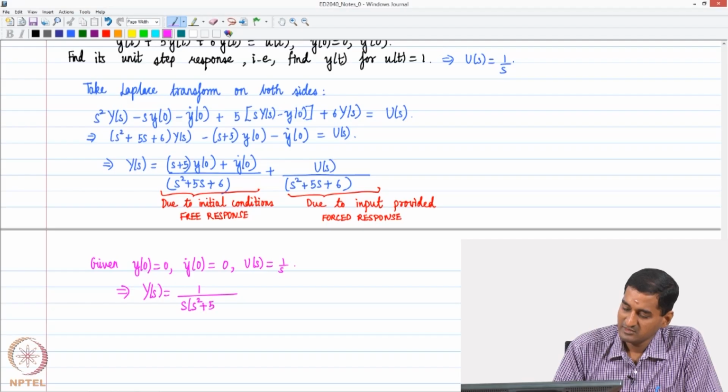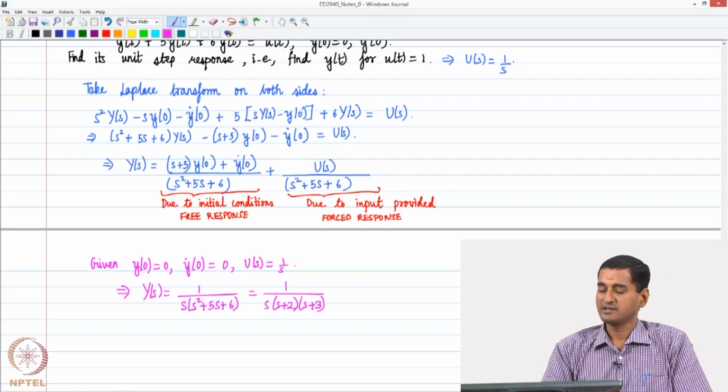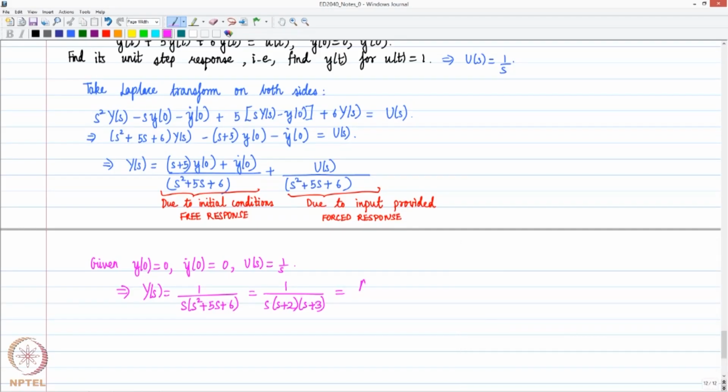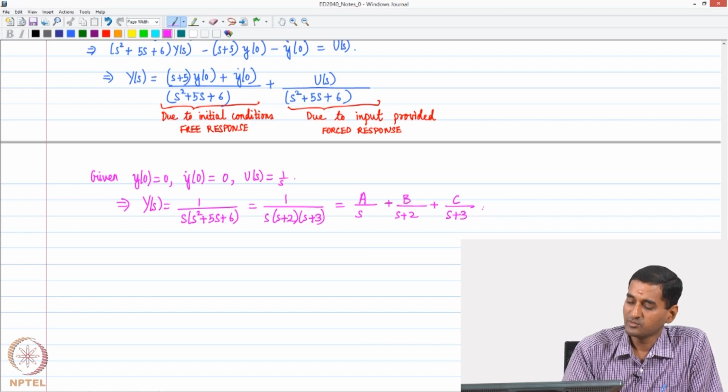So we will just get 1 divided by s times s squared plus 5s plus 6. If I factorize s squared plus 5s plus 6, I can rewrite it as s plus 2 times s plus 3. So the denominator becomes s times s plus 2 times s plus 3. This can be rewritten as a by s plus b by s plus 2 plus c by s plus 3. Once again, I will use the method that we discussed previously, let me do it one more time.